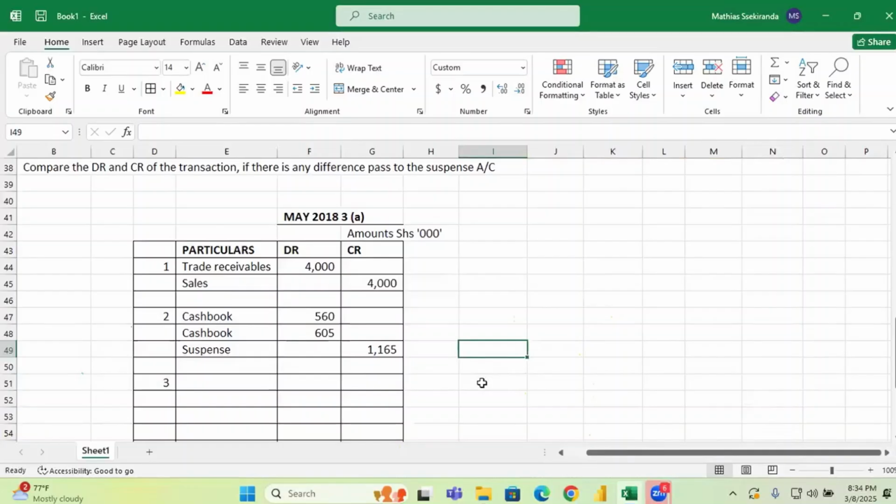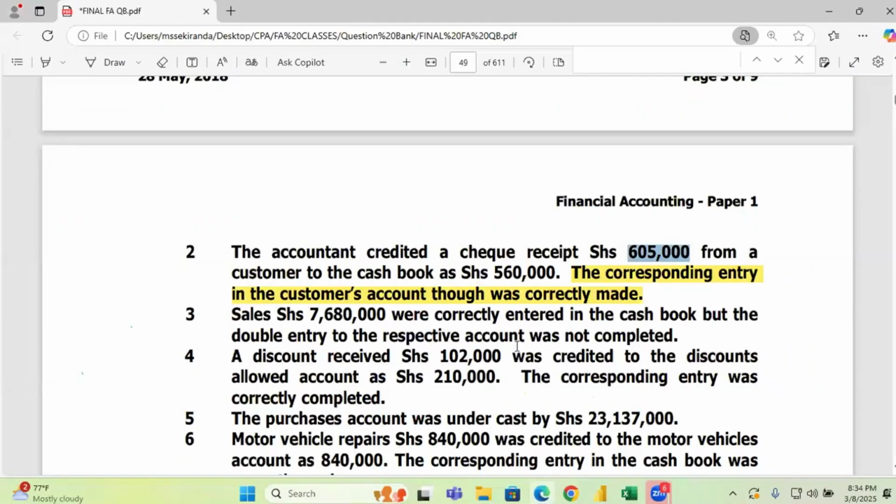Excuse me, sir. I wanted to find out about the debtors account. The examiner has highlighted that the corresponding entry in the customer's account was correctly made. So you want to correct it as well. Okay, assuming it was not correctly made, of course, he would have told you how they posted there. Then you would have gotten direction of how to correct it.